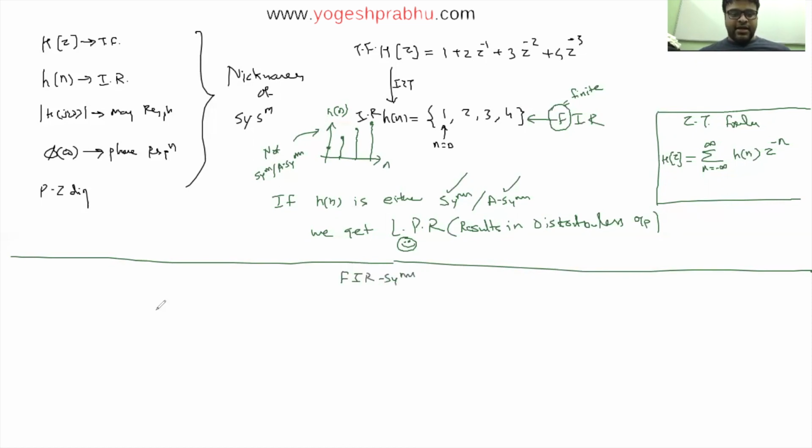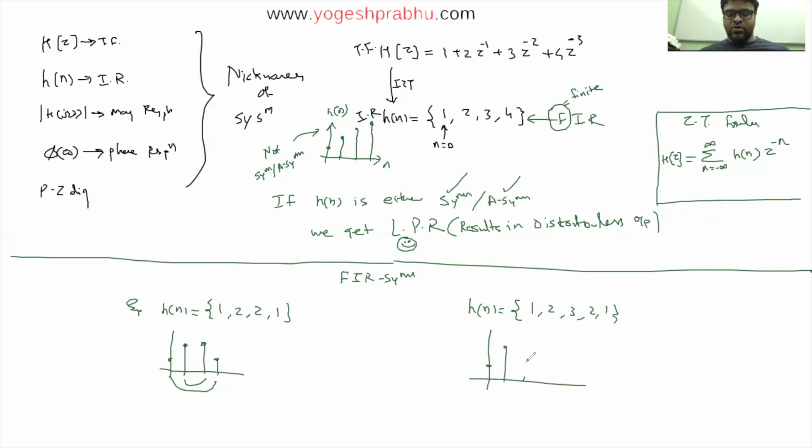FIR symmetric. An example of symmetric is h of n equals, say, 1, 2, 2, 1. If I plot this, it's going to be 1, 2, 2, 1, and that's symmetric. Or it could be h of n equals 1, 2, 3, 2, 1. If I plot that, it is going to be 1, 2, 3, 2, 1, and that is also symmetric. Symmetry across. Or it can be FIR asymmetric. An example of this is h of n equals, say, 1, 2, minus 2, minus 1.